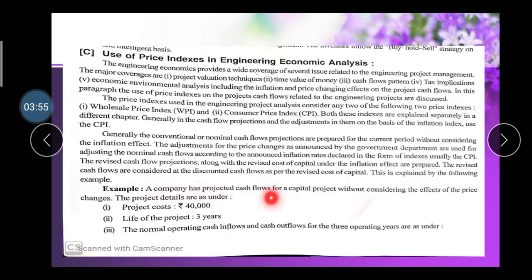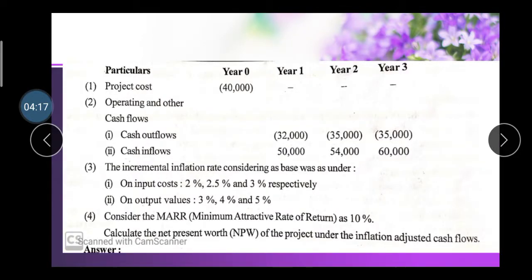A company has projected cash flow for a capital project without considering the effect of the price change. The project details: first, project cost is rupees 40,000, then life of the project is 3 years, and the normal operating cash outflow and cash inflow for the 3 operating years are as under. Here our project cost is 40,000, then our operating cost, the cash outflow, is 32,000, 35,000, and 35,000. Cash inflow is 50,000, 54,000, and 60,000.